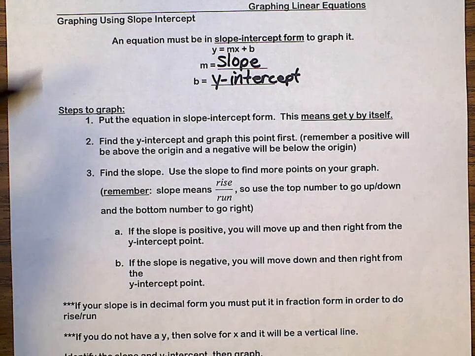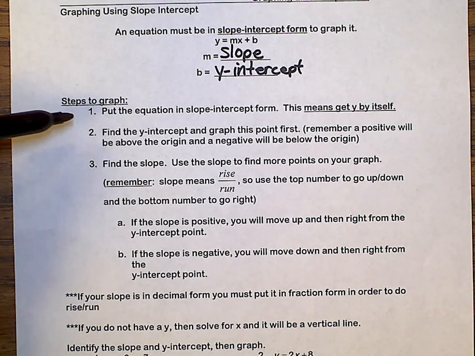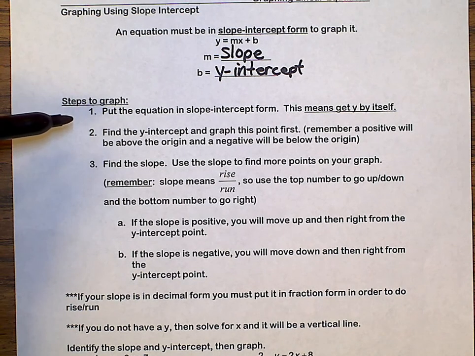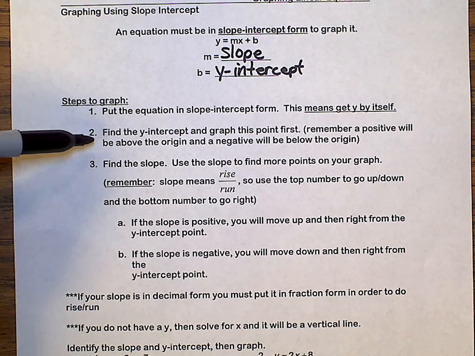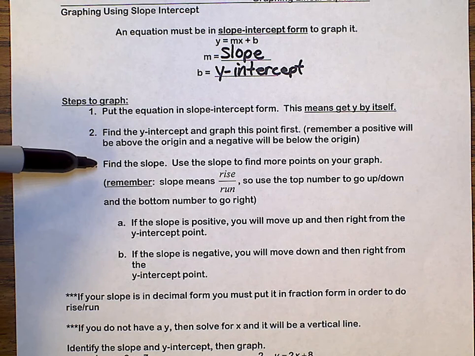So your steps to graph are to put the equation in slope-intercept form. That means get y by itself. Find the intercept and graph this point first. Remember, a positive will be above the origin and a negative will be below the origin. Find the slope. Use the slope to find more points on your graph.